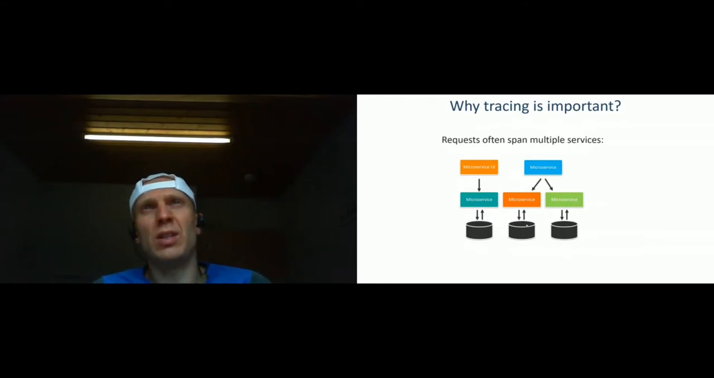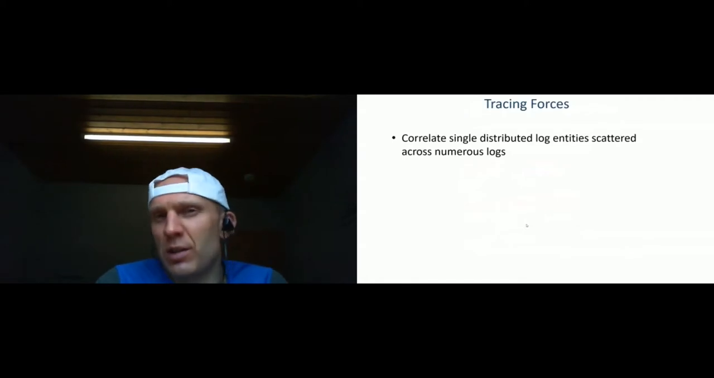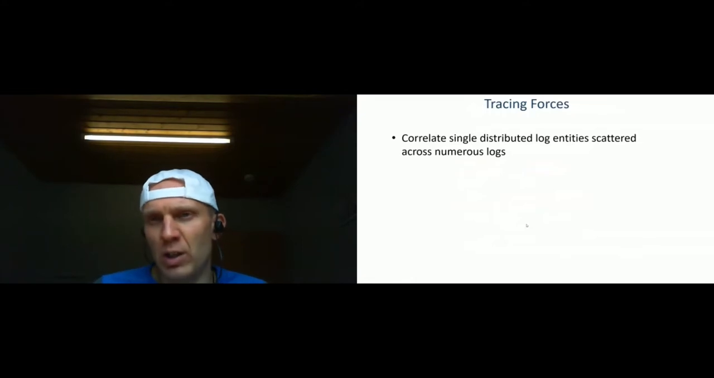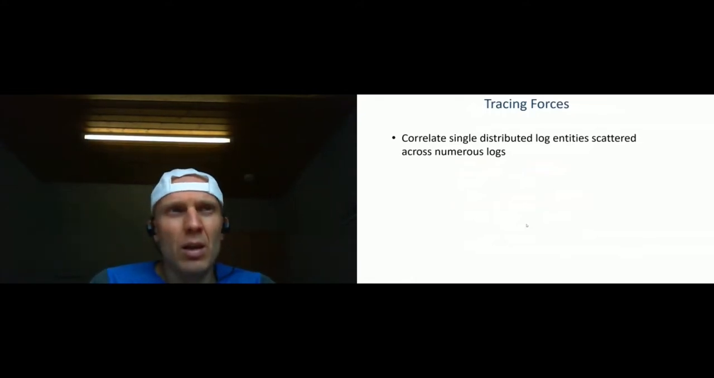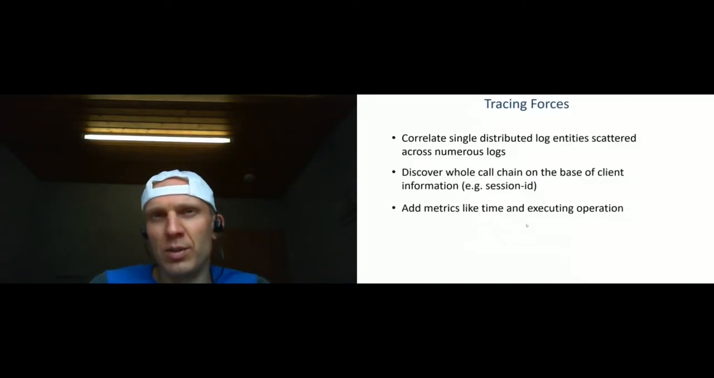If you look at tracing requirements and forces, the first is, of course, to correlate distributed log entries. You have these log entries with some information, but it's necessary to correlate them across numerous logs, hosts and systems. It's also important to discover based on some client information, for example a session ID or request information. Based on this, it would be nice to find in the log the whole chain of requests with some additional information. It also makes a lot of sense to add some metrics like execution time, which helps to analyze slowdowns or outages, and information like which operation is running, for example a GET or POST.